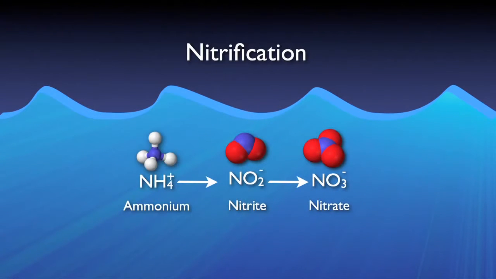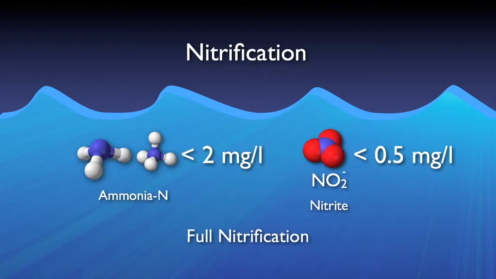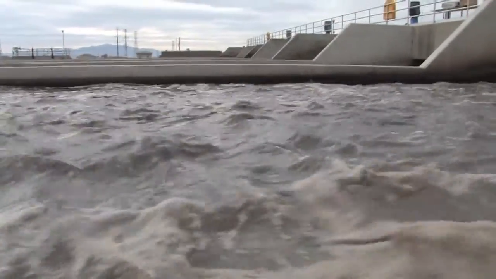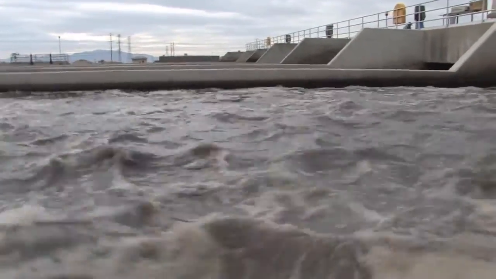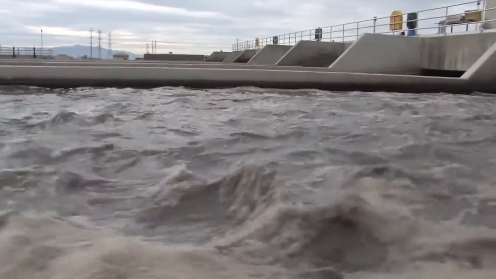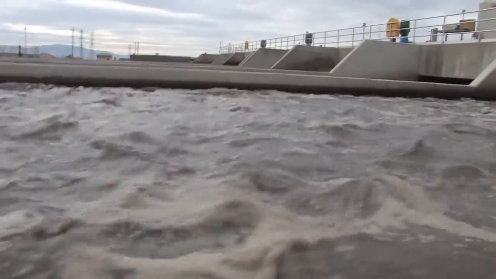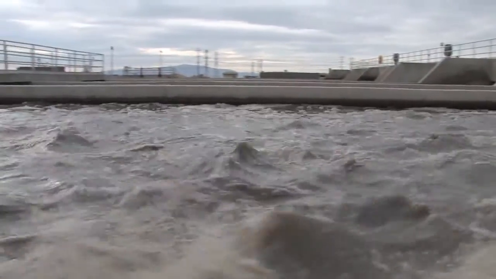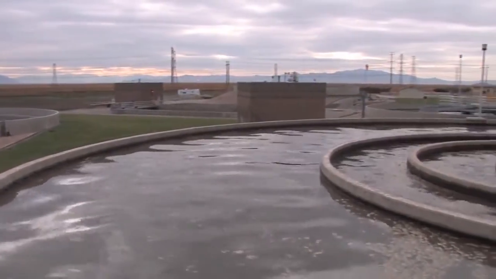This conversion from ammonia to nitrate is nitrification. Typically, full nitrification is observed when ammonia concentrations are reduced to less than 2 milligrams per liter and nitrite concentrations to less than half a milligram per liter. As mentioned, nitrification is a very oxygen-hungry process. As a comparison, in order to remove 1 pound of BOD, 1.2 pounds of oxygen are required. However, to reduce 1 pound of ammonia to nitrate, 4.6 pounds of oxygen are required.